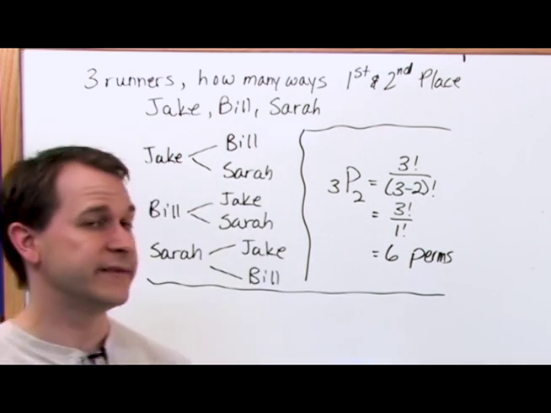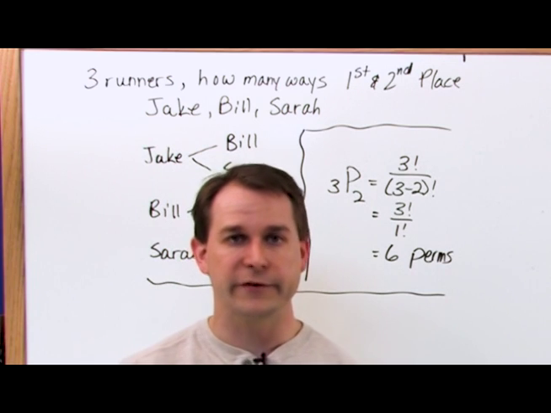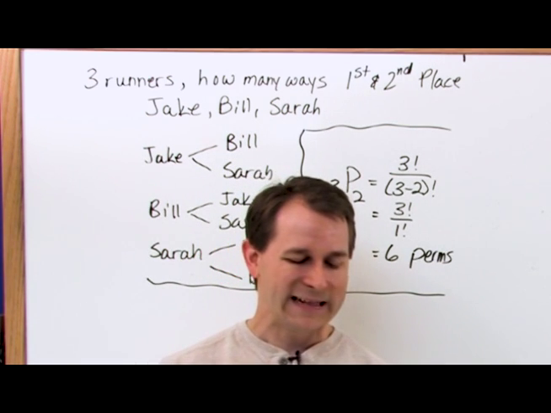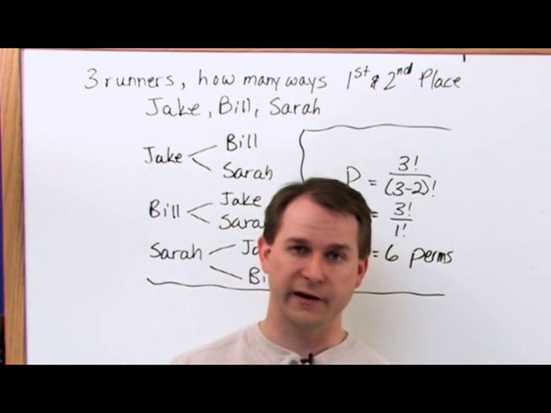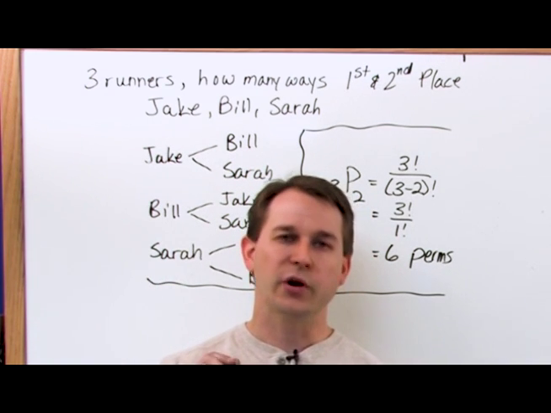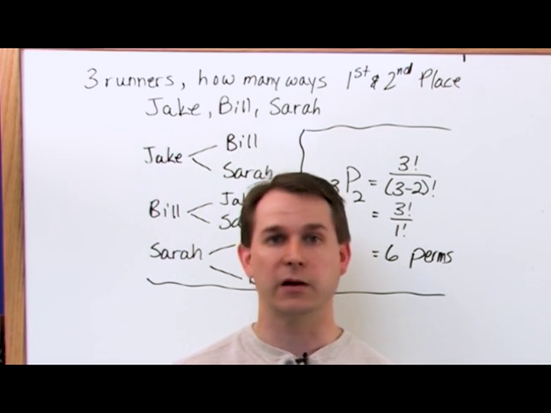We had Jake, Bill, and Sarah. But instead of winning a race where there's a clear first and second place winner, let's say, for our problem, we have 3 people, Jake, Bill, and Sarah, just like before, but we're going to send 2 of these 3 people to a conference in Colorado.